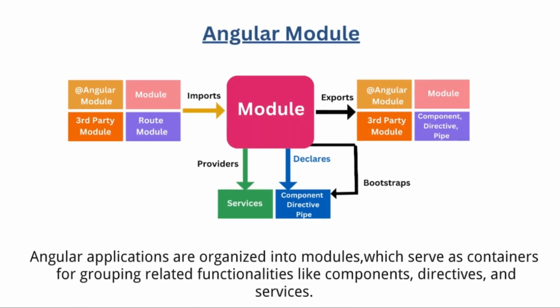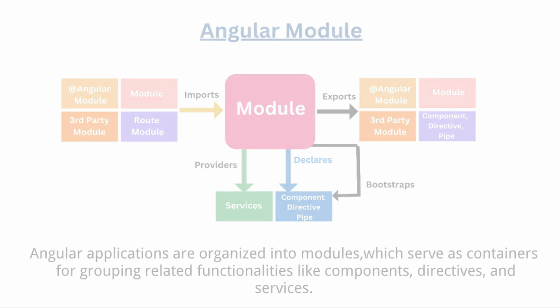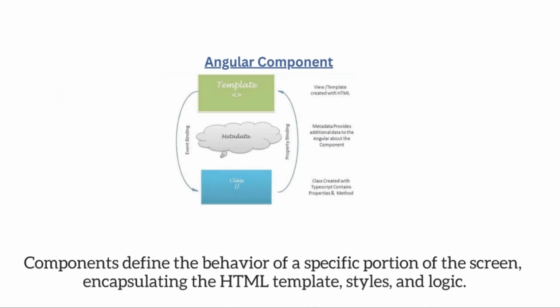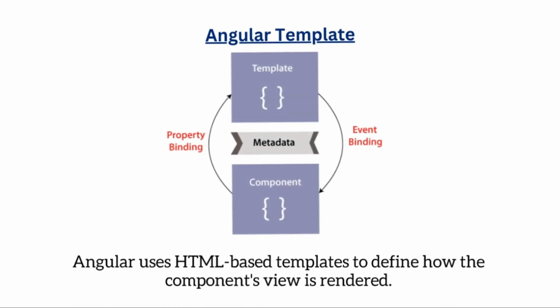Angular applications are organized into modules, which serve as containers for grouping related functionalities like components, directives, and services. Angular components. Components define the behavior of a specific portion of the screen, encapsulating the HTML template, styles, and logic. Angular templates. Angular uses HTML-based templates to define how the component's view is rendered.